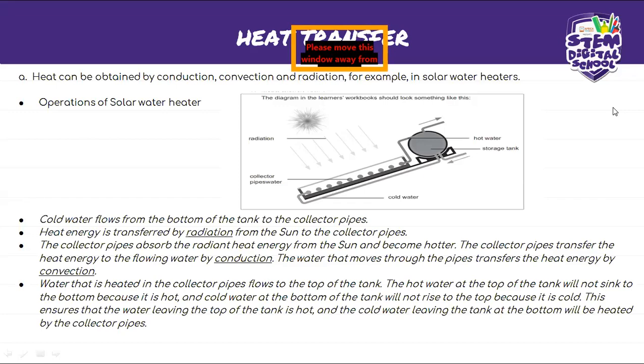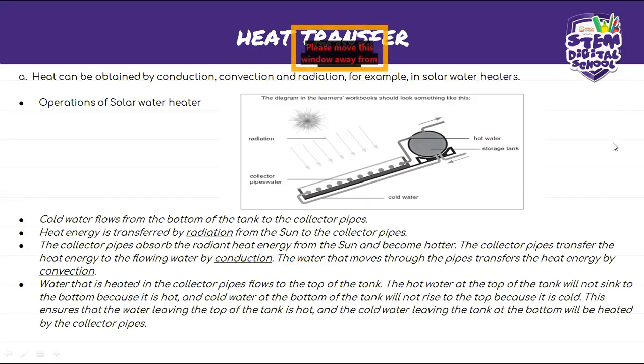Okay, that's very good. So since we have learned about the operation and that heat can be obtained by conduction, convection, and radiation, particularly in this solar water heater, then we have to move to the next one for you.